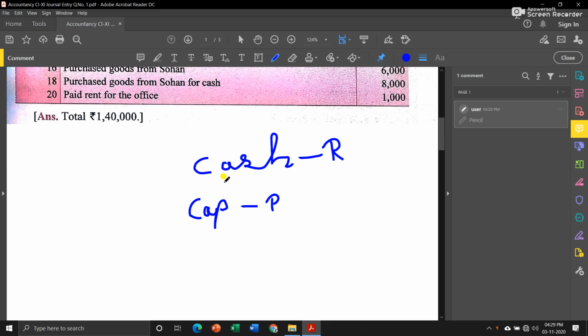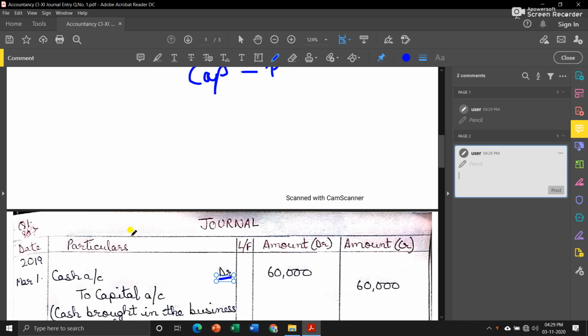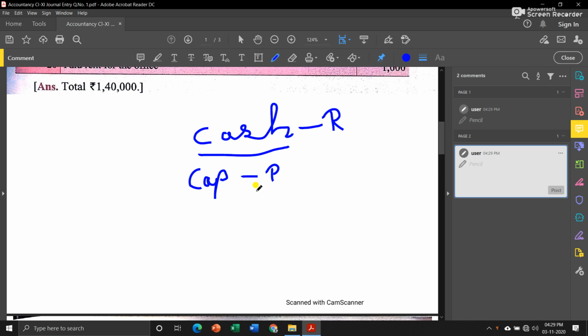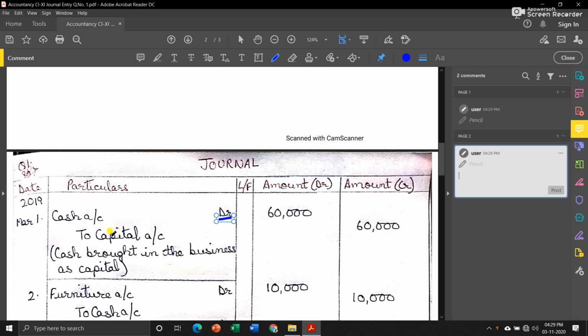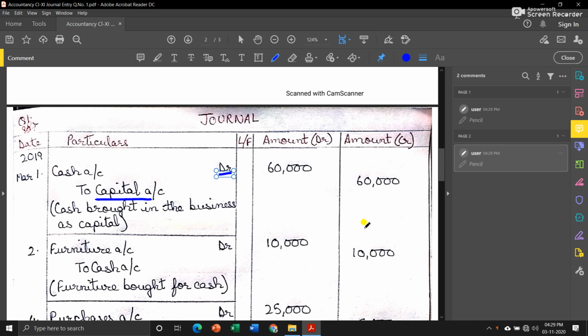Now according to the real accounts rule, debit what comes in. So since cash is coming inside the business, we will debit cash account, we will write cash account, and here we will write debit. Then capital, since it is a personal account, credit the giver, means the owner, he is giving that 60,000 rupees to the business for starting. Okay, in the starting, so capital he is giving, so we wrote capital account on the credit side. Amount is 60,000 on both debit and credit column of amount.